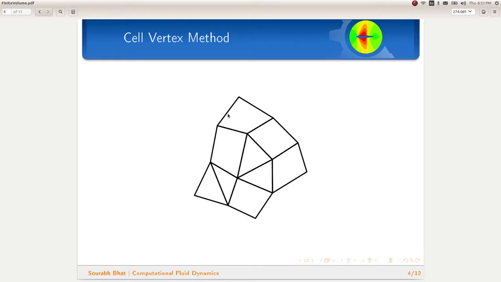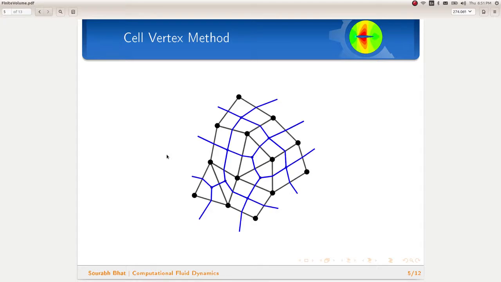The cell vertex method uses a secondary mesh made up of a cell for every vertex. Given a mesh produced by the meshing software, which is shown in black color here, we have to first generate a new cell for every vertex by joining the centroids, which is drawn in a blue color here. The finite volume formulation is applied on these newly generated cells.